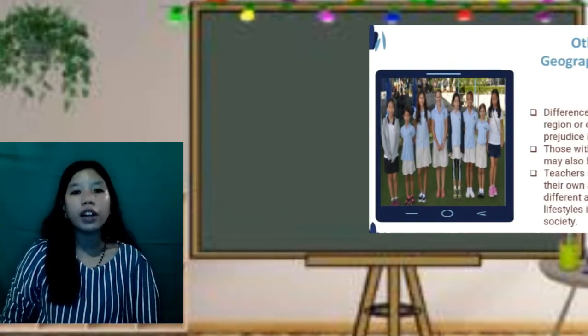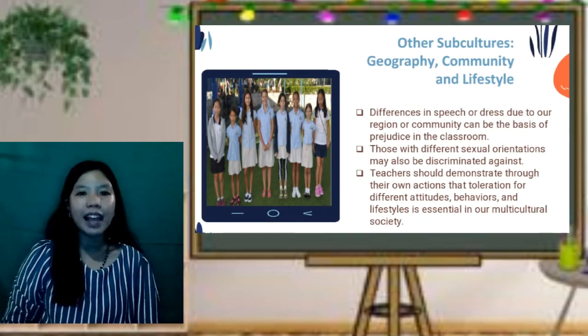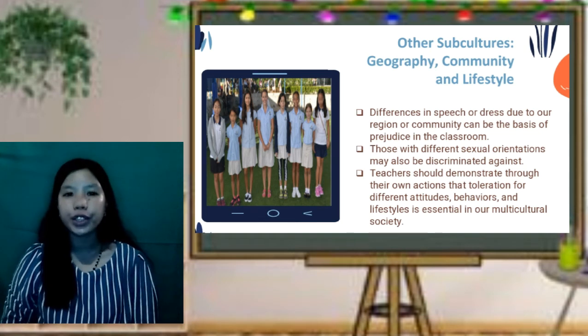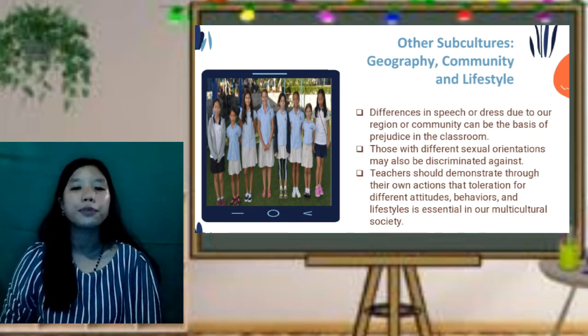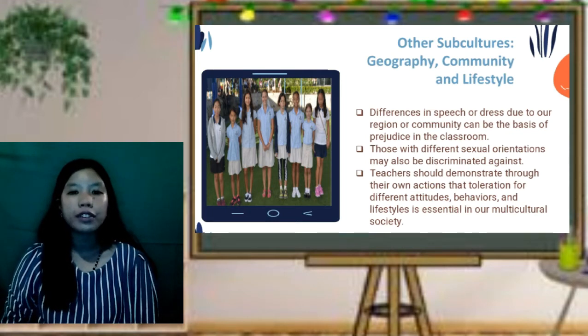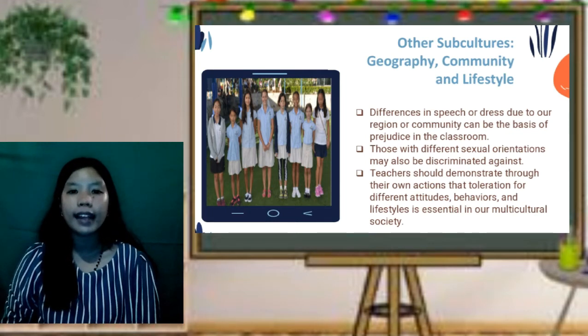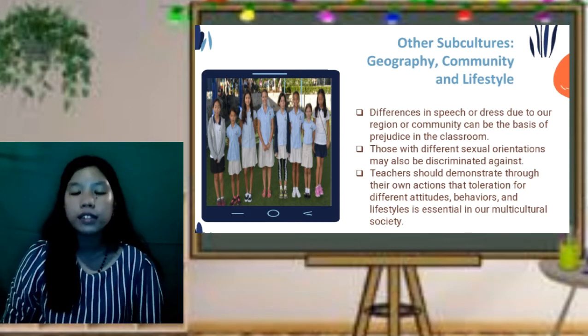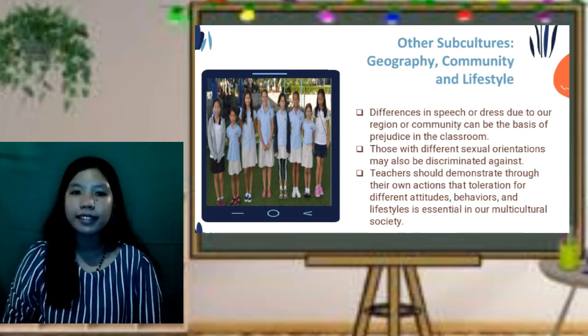Other subcultures are geography, community, and lifestyle. Differences in speech or dress due to our region or community can be the basis of prejudice in the classroom. Those with different sexual orientations may also be discriminated against. Teachers should demonstrate through their own actions that toleration for different attitudes, behaviors, and lifestyles is essential in our multicultural society.